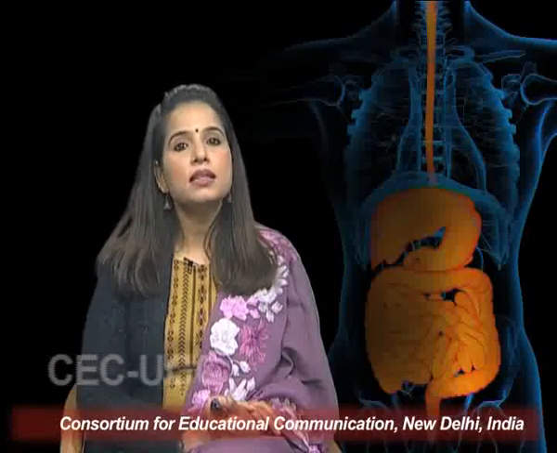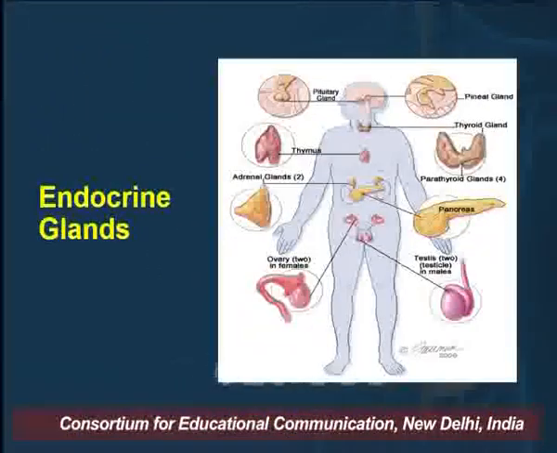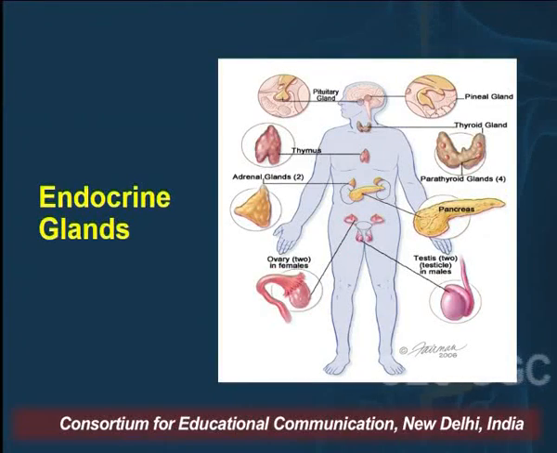Now we can see the diagram of all the glands in our body. We can see all the glands which are situated in our body. We can see the pituitary gland, parathyroid, thyroid, pancreas, then testicles, ovaries, and the adrenal gland. So all these organs and glands are included in the endocrine glands.